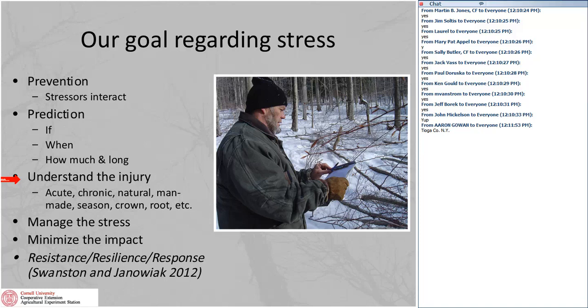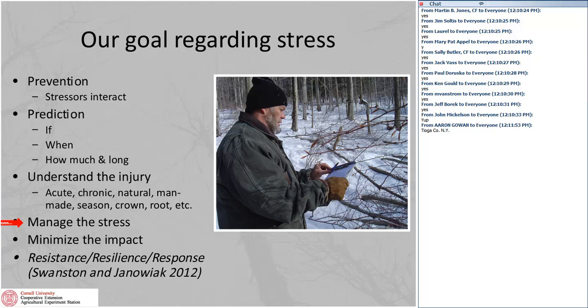There are some stresses that we can manage. I mentioned this earlier. There are others that are completely out of our control. Typically, the human-induced stresses we have some ability to control. And it may be that we're not really managing the stress, but we're managing either the tree's response to the stress, or we're managing our ability to acquire what we needed from those trees.